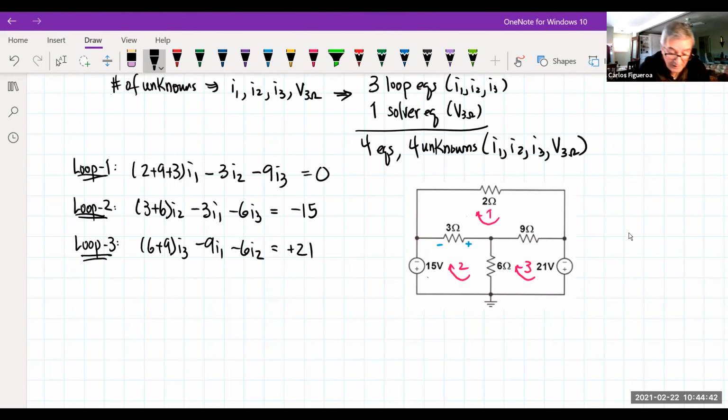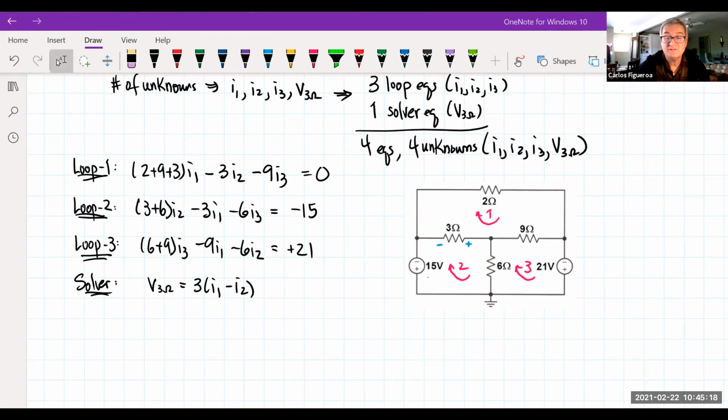So then I have my solver equation. What was my solver equation? Remember how we wrote that? We wrote that as 3 ohms. I see that the 1 hits the positive sign, so it's going to be 3I1 minus I2, and those are my 4 equations now. Okay, so I generated 4 equations for 4 unknowns. Let's go matrix this guy up now.